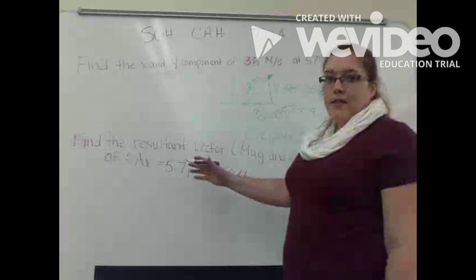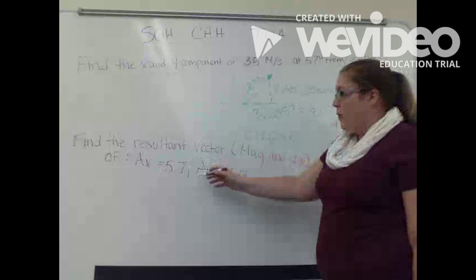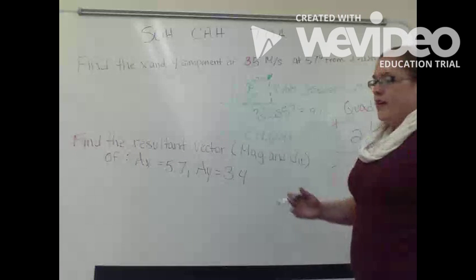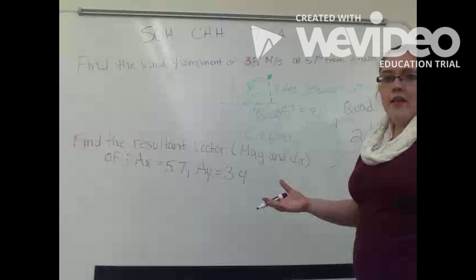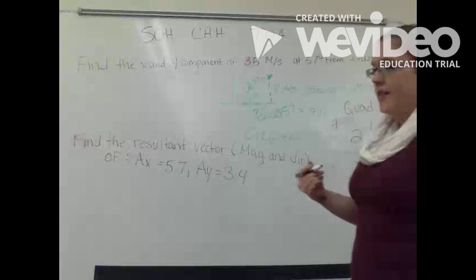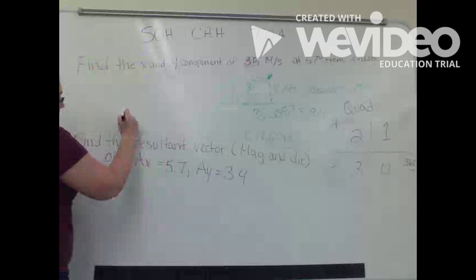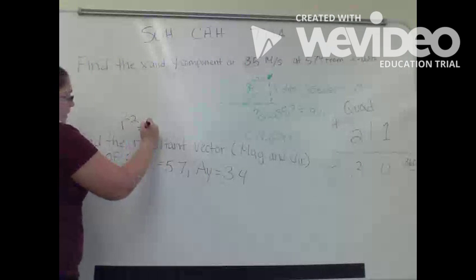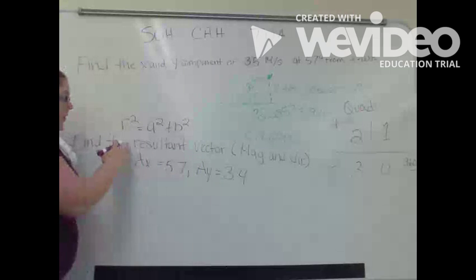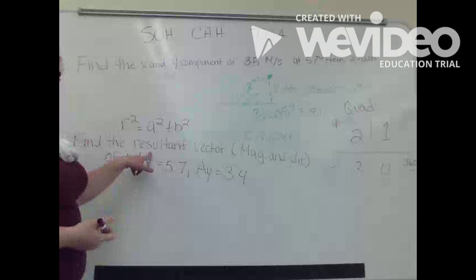Then the second one, my second example says find the resultant vector, the magnitude and direction of these points. So I gave you the x and I gave you the y, which was 5.7 and 3.4. So what you want to do now is you're going to look at the Pythagorean theorem. Okay, Pythagorean theorem is a squared plus b squared equals c squared. All right, so say I have an r squared. You can use c. I don't care what you want to use, c or r. I just use r because I'm finding the resultant vector. That's the only reason I use r.